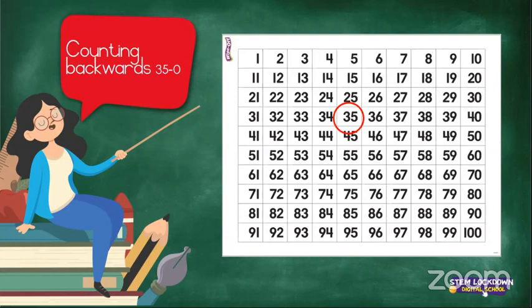20, excellent. 19, good. 18, good. 17, 16, 15, 14, 13, 12, 11, 10, 9, 8, 7, 6, 5, 4, 3, 2, 1.